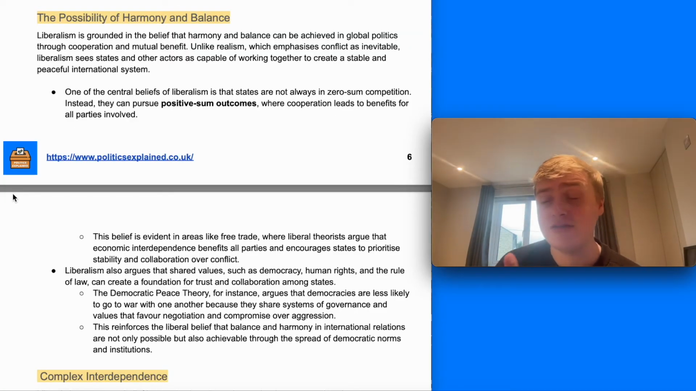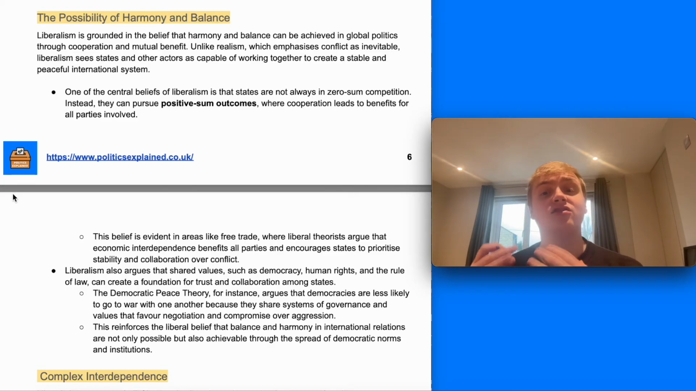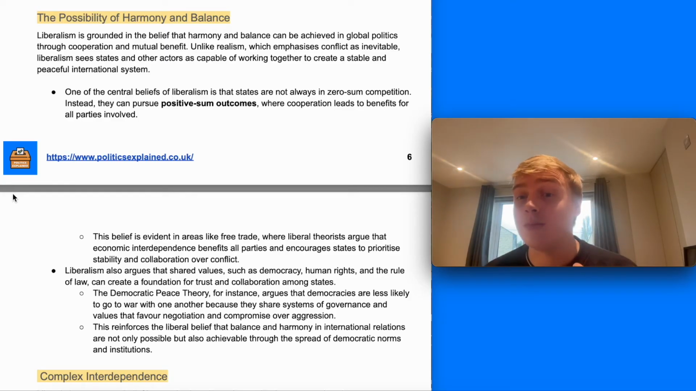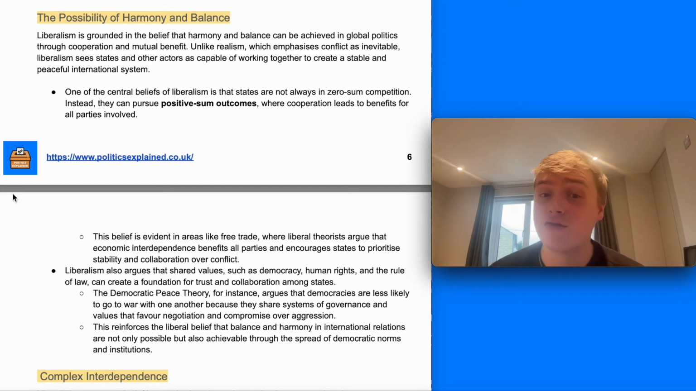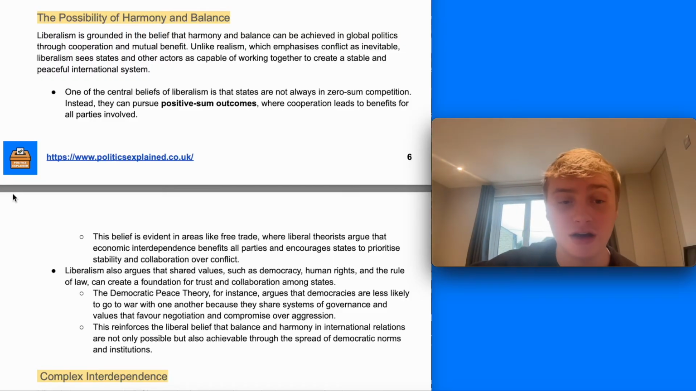So one of the key beliefs of liberalism, as I went through a few minutes ago, is the belief that states aren't always in zero-sum competition. Instead, they can pursue positive sum outcomes. It's not that one state increasing its power always damages another state and results in them losing power. Instead, states could work together to improve each other's outcomes, and that's positive sum outcomes through cooperation. This is evident in areas like free trade, where liberal theorists argue that economic interdependence benefits all parties by encouraging states to prioritise economic growth, stability and collaboration over conflict.